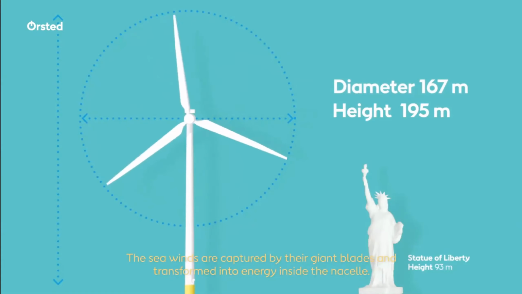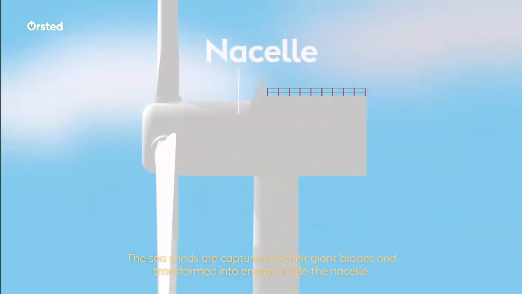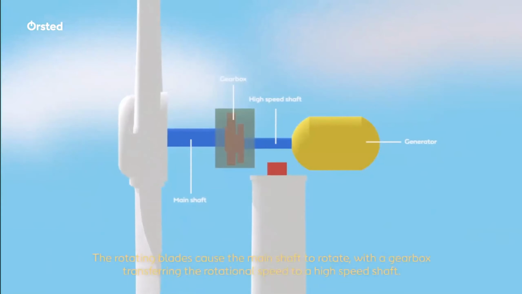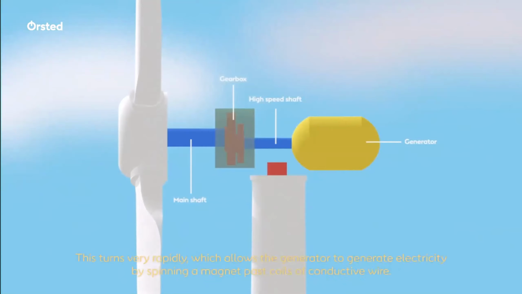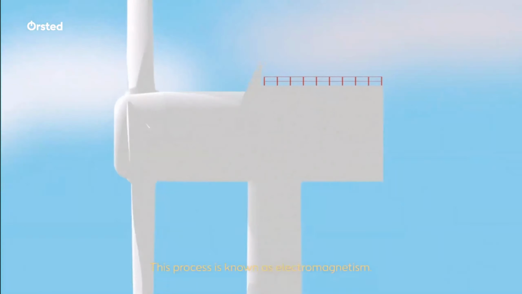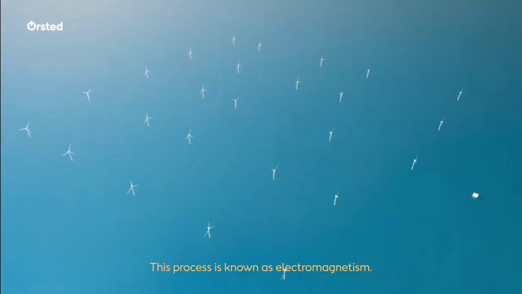The sea winds are captured by their giant blades and transformed into energy inside the nacelle. The rotating blades cause the main shaft to rotate, with a gearbox transferring the rotational speed to a high-speed shaft. This turns very rapidly, which allows the generator to generate electricity by spinning a magnet past coils of conductive wire. This process is known as electromagnetism.